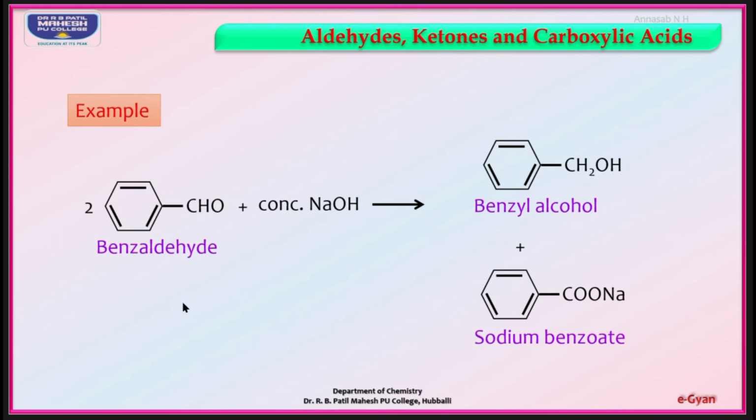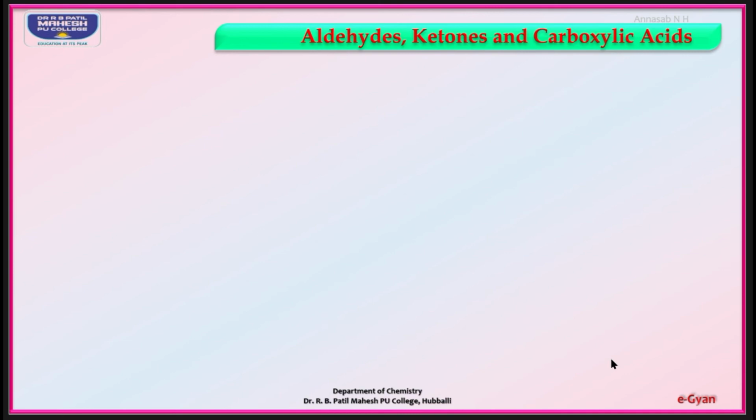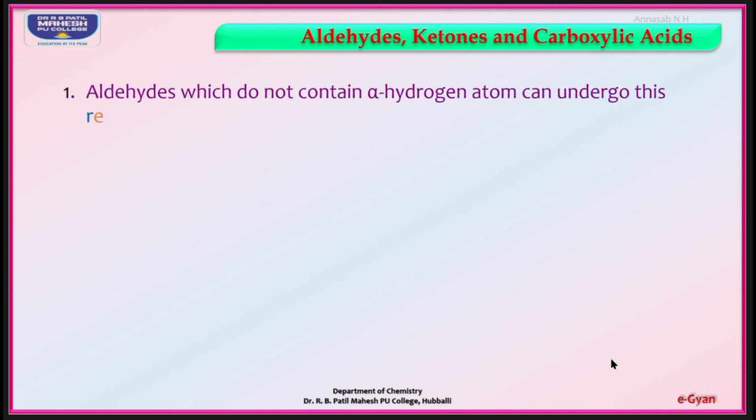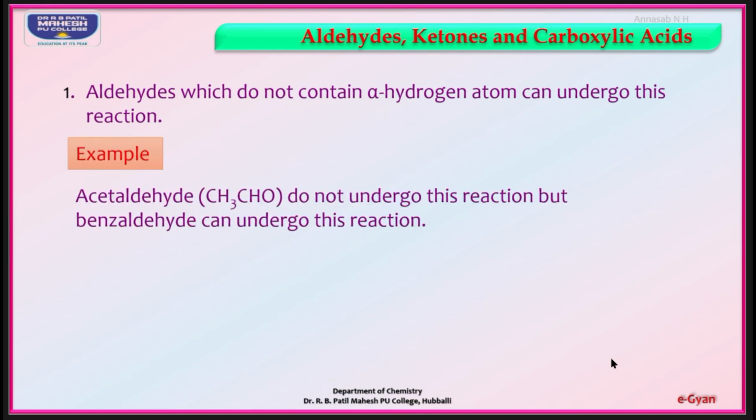Try to write the explanation. Benzaldehyde reacts with concentrated NaOH, undergoes self-redox reaction, and forms benzyl alcohol and sodium benzoate. This is the statement. Moving further, aldehydes which do not contain alpha hydrogen atoms can undergo this type of reaction. Acetaldehyde, formula CH3CHO, has an alpha carbon atom and alpha hydrogen atoms, so it can undergo aldol condensation and cross aldol condensation but not the Cannizzaro reaction. Whereas benzaldehyde, which does not contain alpha hydrogen atoms, can undergo the Cannizzaro reaction.